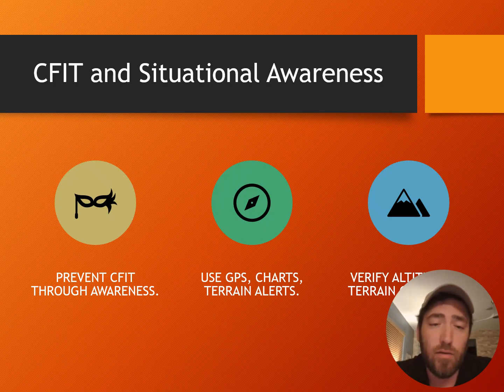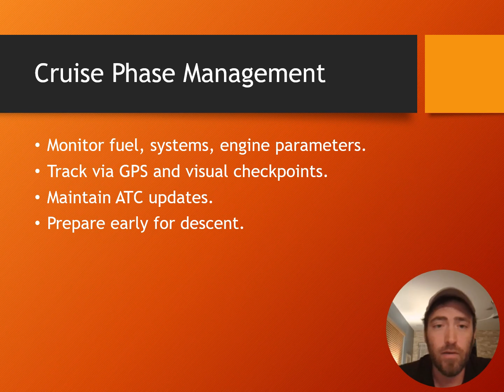So for one more topic, just on situational awareness, want to talk a little bit about CFIT. So we want to prevent CFIT through awareness, and that means doing a thorough plan, having aircraft routing that's appropriate for the type of airplane we're flying, using the GPS charts, terrain alerts, anything we have to verify altitude changes along the way.